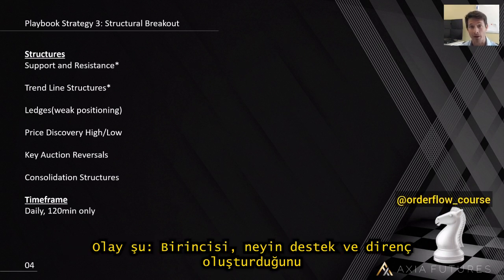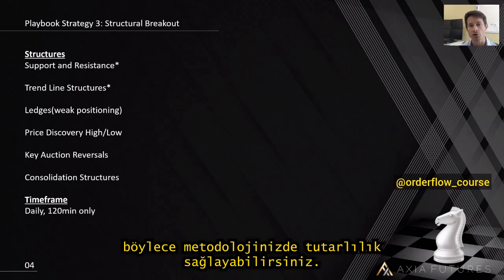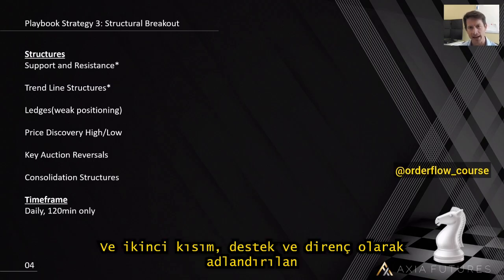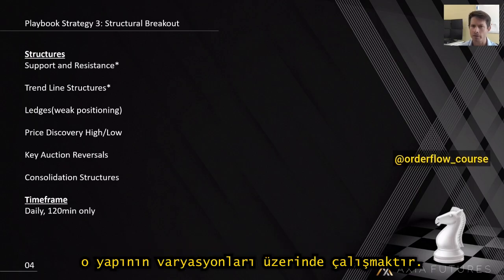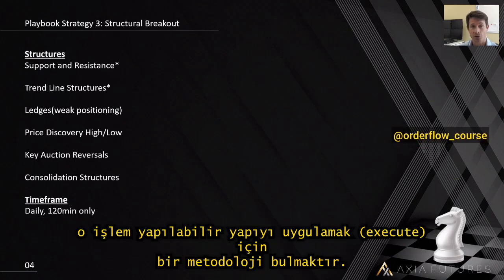It's about having a rules-based approach to define what constitutes support and resistance so that you can have consistency in your methodology. And the second part is then working on the variations of that structure called support and resistance, but most importantly, finding a methodology to execute that tradable structure called support and resistance.